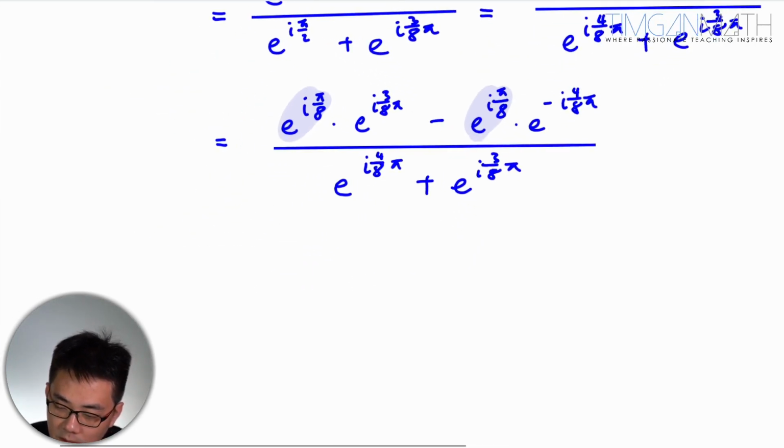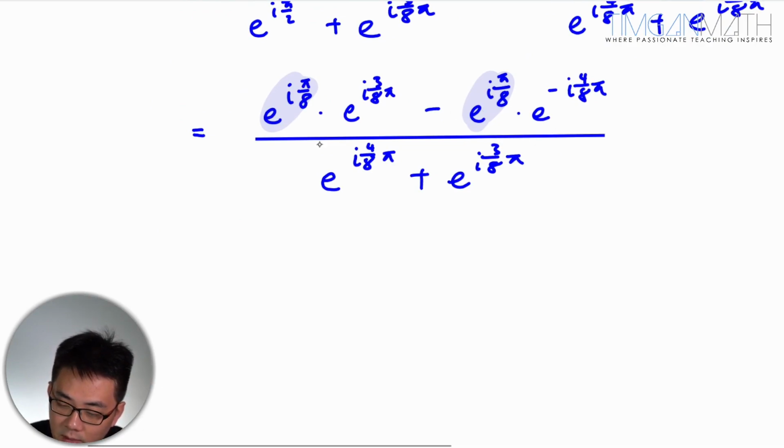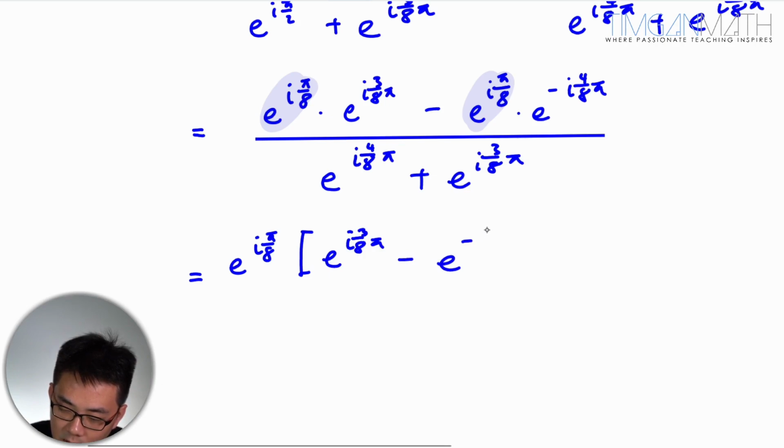Let's see. This case here, once done, factorize the e^(iπ/8). And what is left is e^(i3π/8) minus e^(-i4π/8). Okay, there you go.